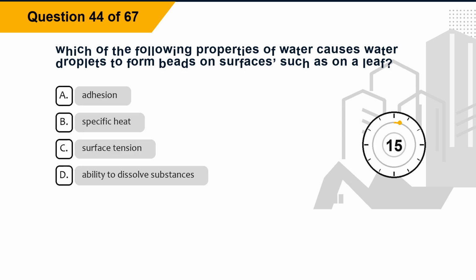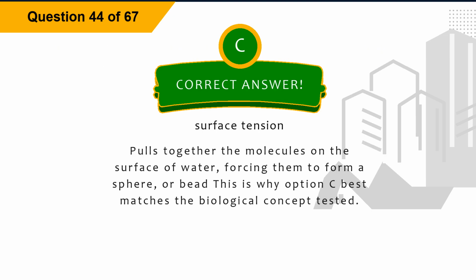Question 44. Which of the following properties of water causes water droplets to form beads on surfaces, such as on a leaf? Option A, adhesion. Option B, specific heat. Option C, surface tension. Option D, ability to dissolve substances. The correct answer is option C, surface tension. Explanation: surface tension pulls together the molecules on the surface of water, forcing them to form a sphere, or bead. This is why option C best matches the biological concept tested.